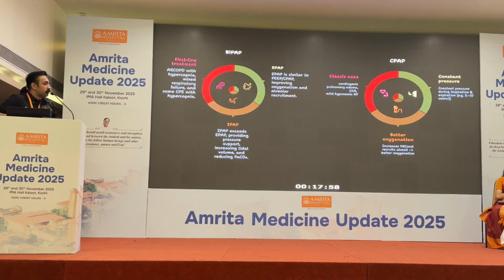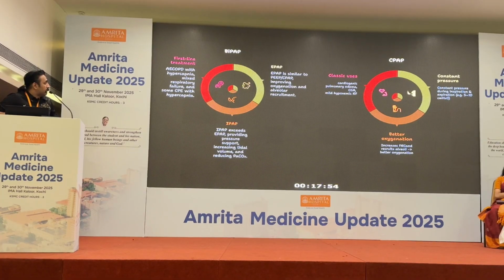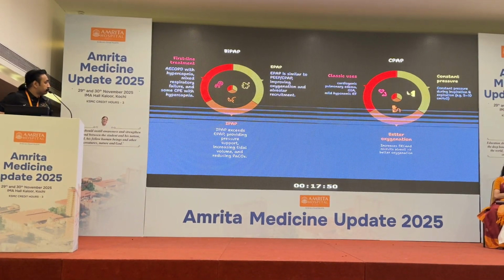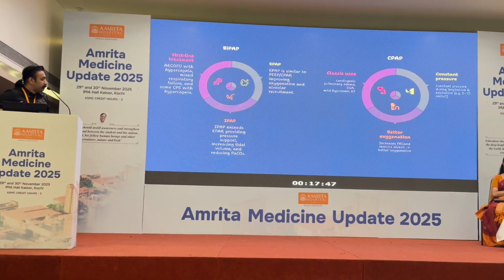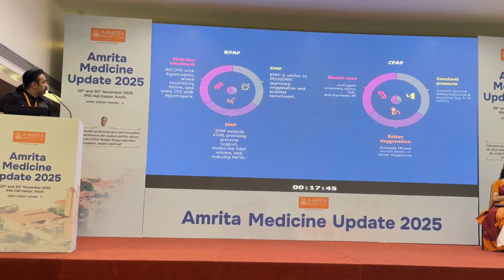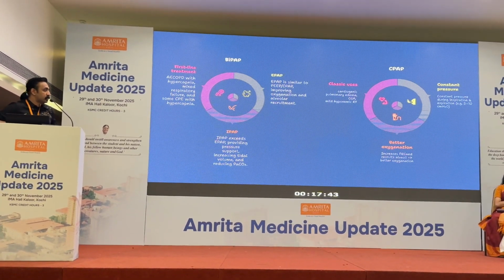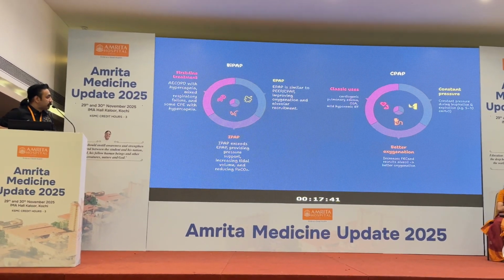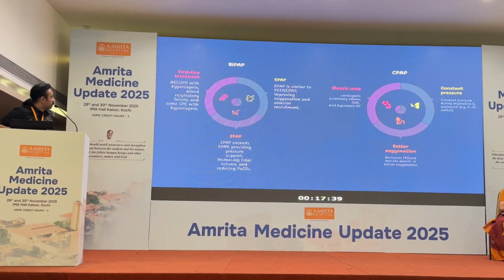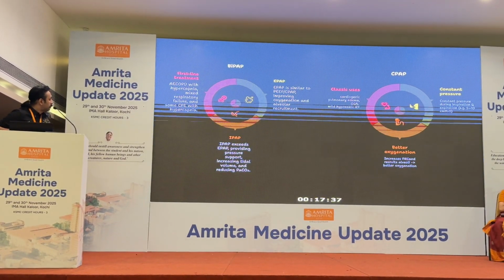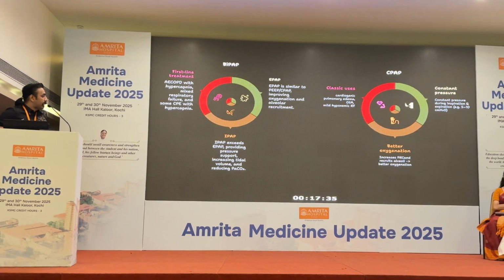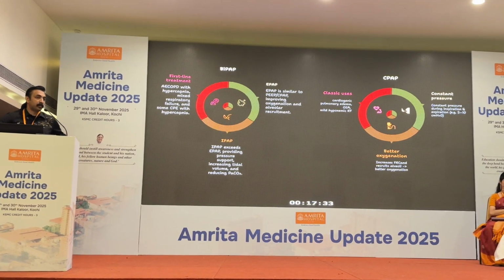When we move on to BiPAP, you have something called the EPAP. So EPAP is similar to your CPAP or a PEEP, and this can improve the oxygenation and the alveolar recruitment. Again, the IPAP usually exceeds the EPAP, and it is the difference which is equivalent to your pressure support. It becomes the first line of treatment for acute exacerbation of COPD with hypercapnia.